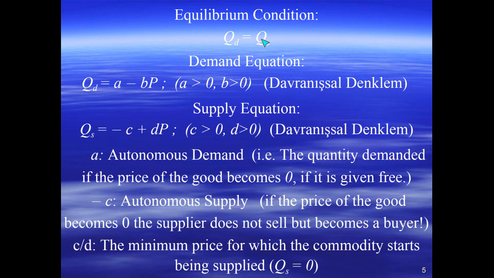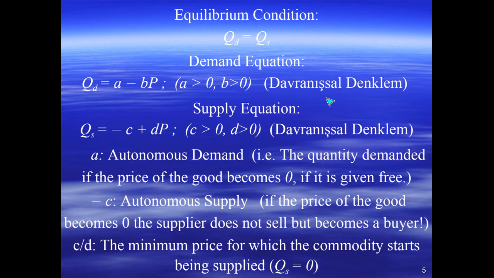Oh, here I just skipped, I haven't paid attention, and here these things have stayed in Turkish. Davranışsal denklem means behavioral equation. I will correct it in the presentation and put it on the page of our lesson, and I will also send it to you. In English, it is behavioral equation. Davranışsal denklem in Turkish is behavioral equation.